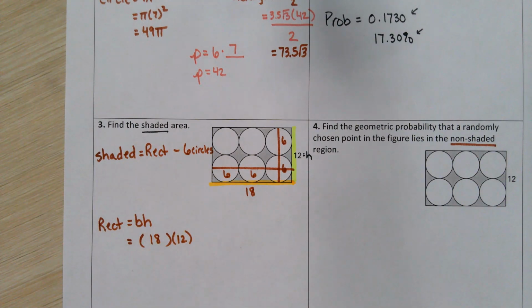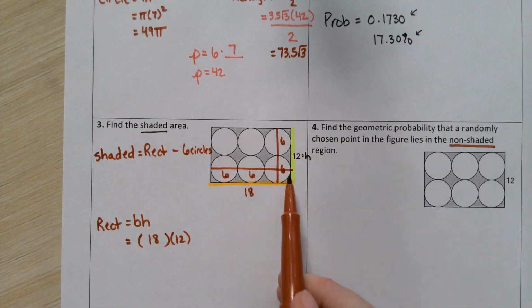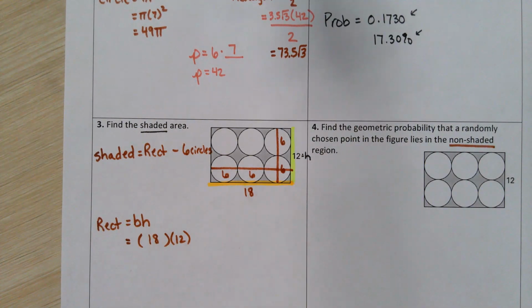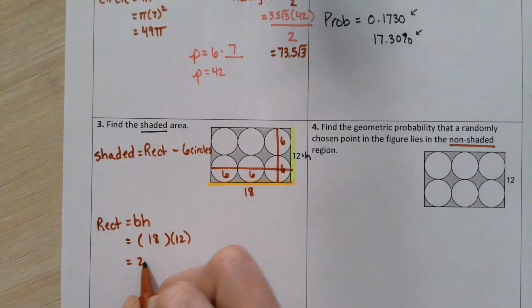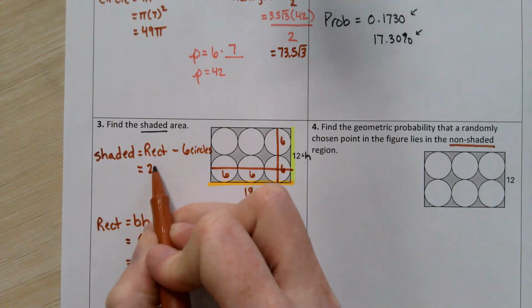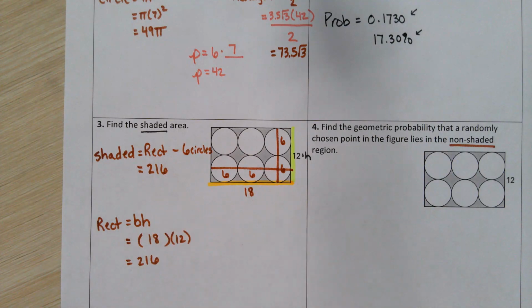So because those circles all fit nice and neat inside that rectangle, we can use the dimension of the circle to help us figure out this other horizontal dimension in the picture. Quick multiplication of 18 times 12 tells me that my rectangle area is equal to 216.